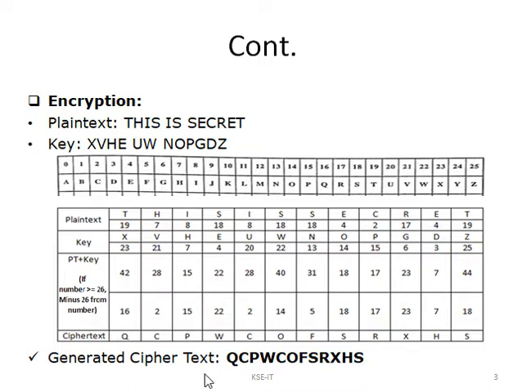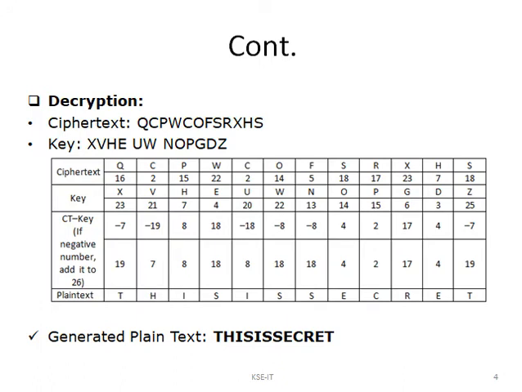So the resultant cipher text is Q C P W C O F S R X H S. This is your generated cipher text using one-time pad for the plain text, this is secret. Now we will see how the decryption will be performed in one-time pad cipher.